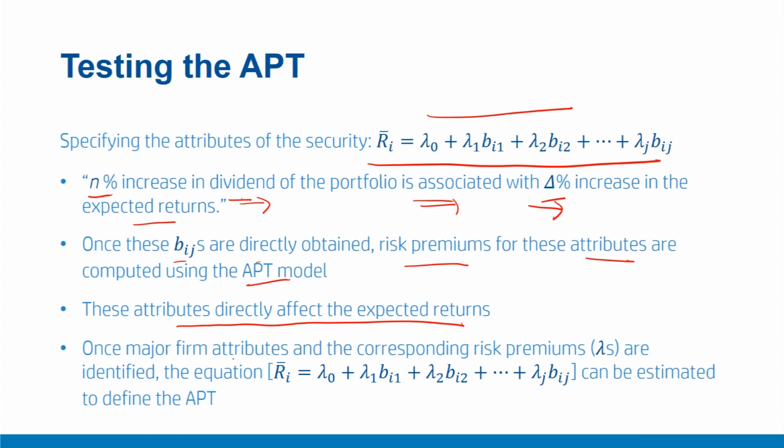Once some of the major attributes of the securities and corresponding risk premium, that is lambdas, are identified, we can easily establish or define this APT return equilibrium equation, which defines the expected return from the security as per the APT model. To summarize, in this video, we discussed that there are certain major attributes of a security that determine expected returns of that security. These attributes can be utilized as Bijs in the APT model. Once these Bijs are obtained, we can obtain the estimate of lambdas or return premiums for that security as defined in the APT model, and thereby establish and define the complete APT model.